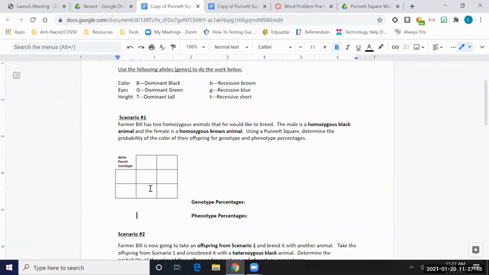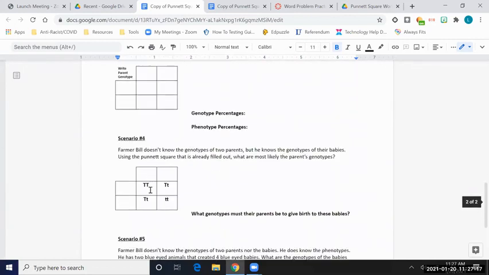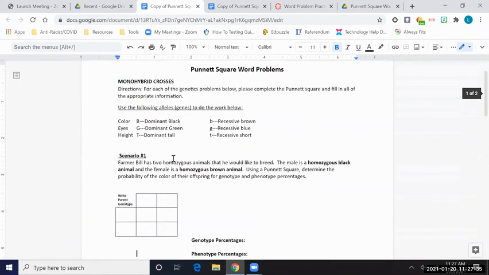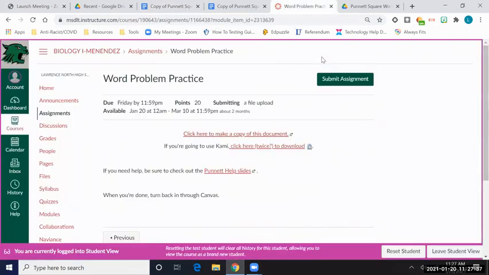Most of these will be just usual practice. I believe the last two kind of give you different things to figure out, still using the same information and the same idea behind Punnett squares, but maybe you are working backwards. If you have any questions about these, just let me know. And that's it. When you're done with that, you'll just turn that back in through Canvas, and that's it.